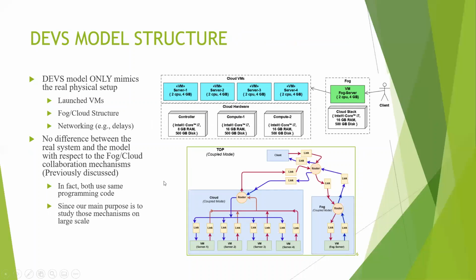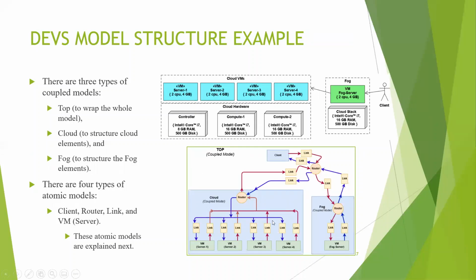In our model, we only modeled the physical system. However, the code written for the fog cloud collaboration methods is the same. There is no difference between the model and the real system. As for the model structure, as we can see at the bottom, we have three types of coupled models. The top model wraps all of it, and we have the cloud model to structure cloud elements, and the fog model to structure fog elements. Really, there is no difference between the cloud and fog models, because both of them are really clouds.